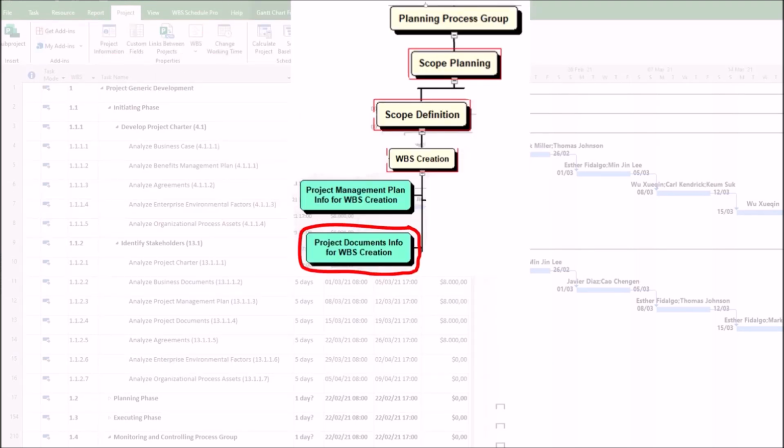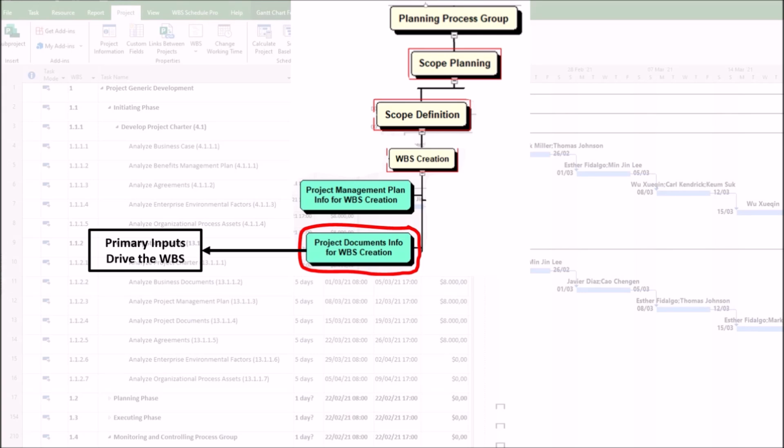The second input to the Create WBS process is the project documents. Question: how important is the input of project documents to the Create WBS process? The input of project documents is important but secondary to the Create WBS process. Here's why project documents are important to the Create WBS process.